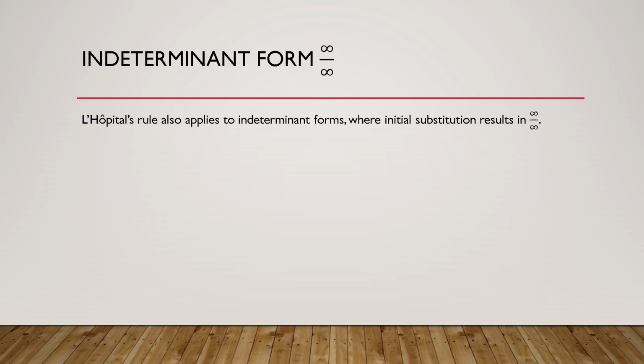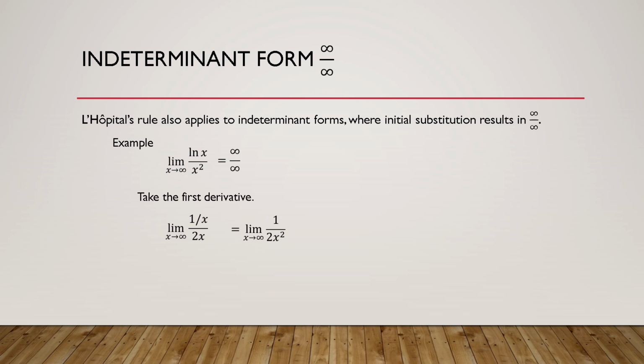L'Hopital's rule also applies to indeterminate forms where initial substitution results in infinity over infinity. As an example, let's look at the limit of the natural log of x over x squared as x approaches infinity. Substitution leads us to the indeterminate form infinity over infinity. When we apply L'Hopital's rule and take the first derivative, we get the limit of 1 over x over 2x as x approaches infinity. We can simplify this to get the limit of 1 over 2x squared as x approaches infinity. Taking this limit results in 1 over infinity, which equals 0.